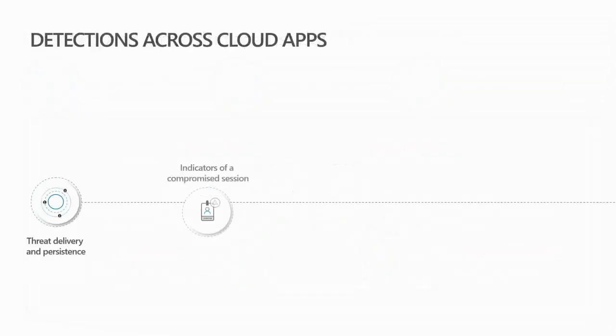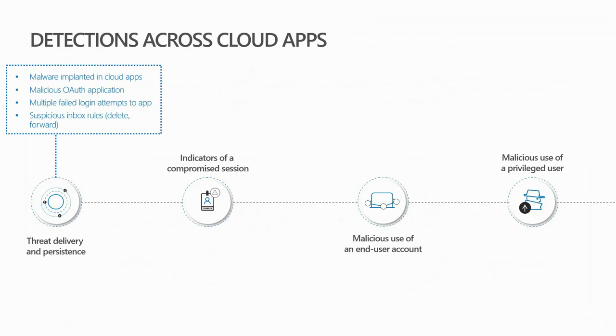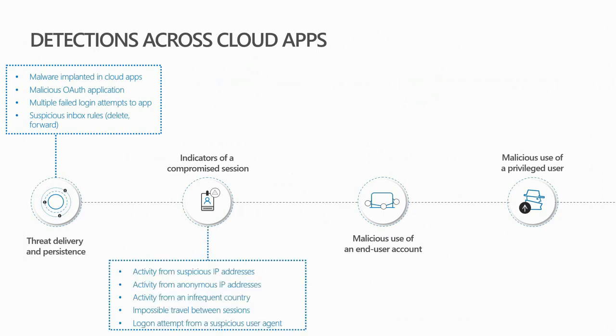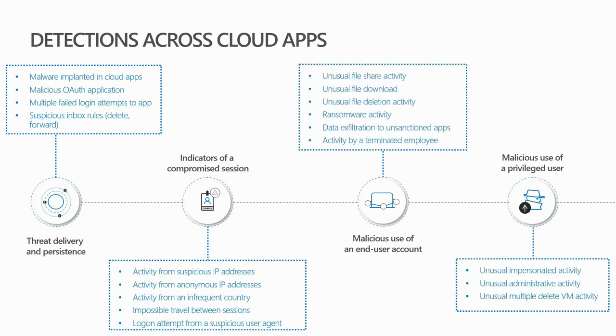This is achievable with our machine learning and advanced user and entity behavioral analytics, otherwise known as UEBA, which analyzes how your users use your applications to build a baseline for activities in your organization. Through various indicators of compromise, Cloud App Security can detect malicious OAuth applications, infrequent and impossible travel, ransomware activities, and unusual administrative activities, just to name a few. Our detections are use case driven to alert on specific security scenarios.